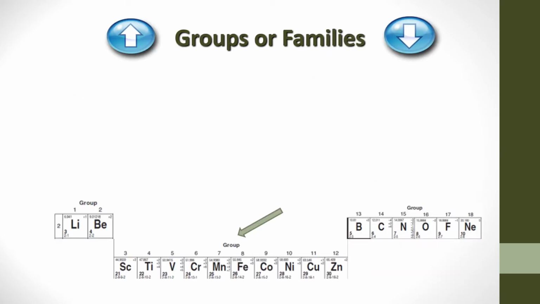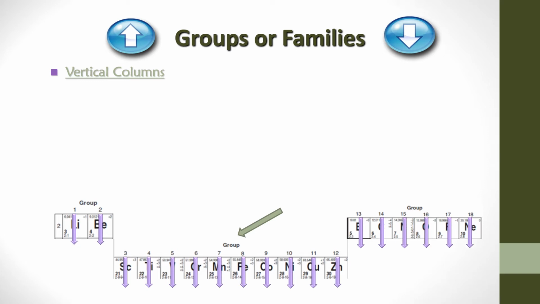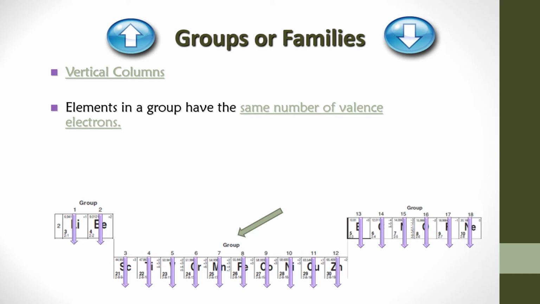And next up, we've got the groups, which are also sometimes referred to as the families in the periodic table. And once again at the bottom, you see a small chunk from that big periodic table. So groups are the vertical columns that we see. So if you look here, we've got 1, 2, 3, 4, 5, 6, 7, 8, 9, 10, 11, 12, 13, 14, 15, 16, 17, 18. 18 columns or 18 groups in the periodic table.